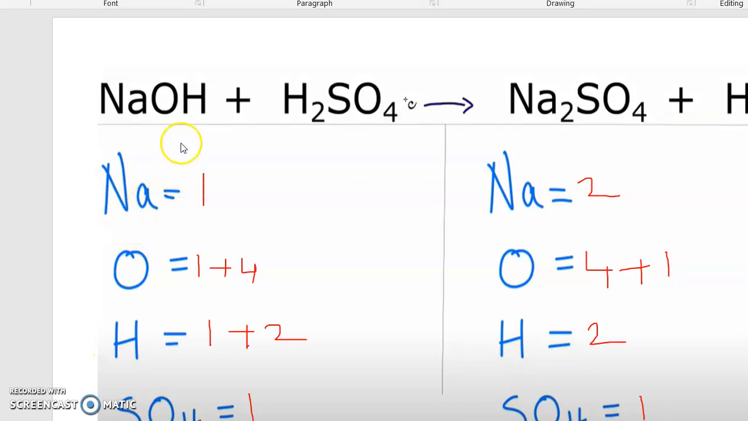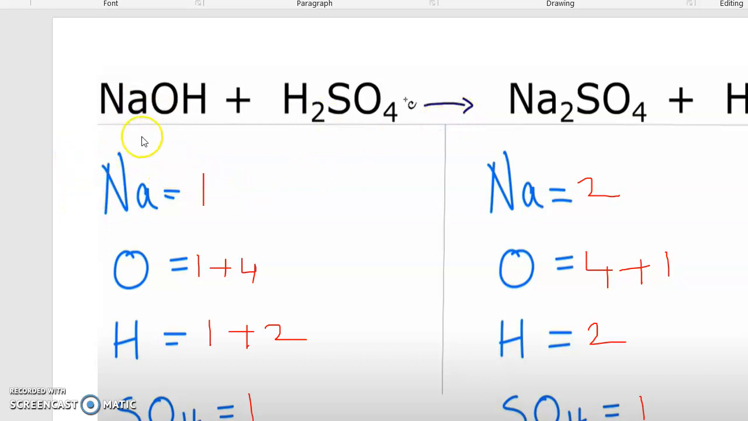Next equation: NaOH plus H2SO4 gives Na2SO4 plus water. While balancing, you have to remember the subscripts should not be changed. The 2 and 4 in Na2SO4 should not be changed. You can only write the coefficient before the formula. That you have to remember.